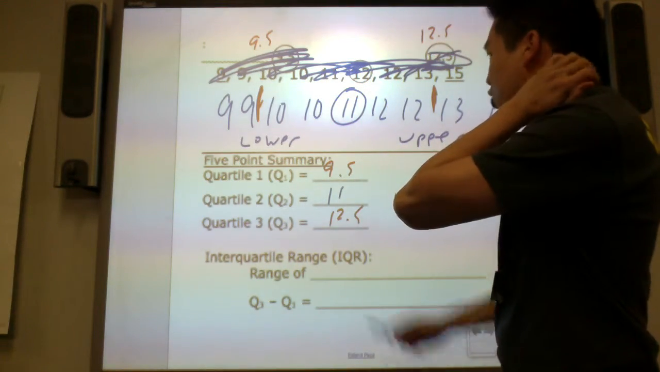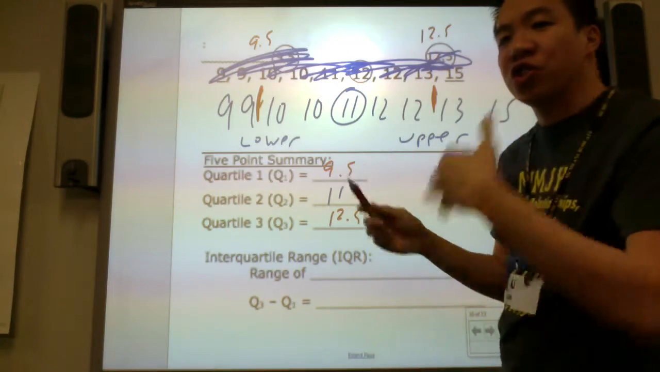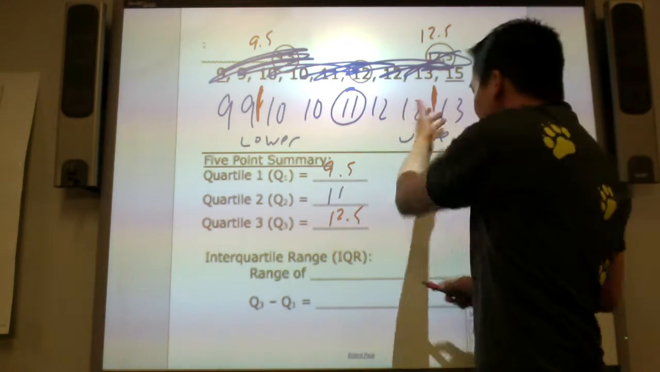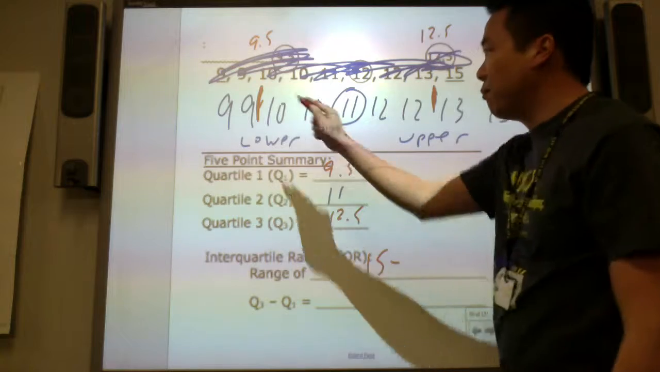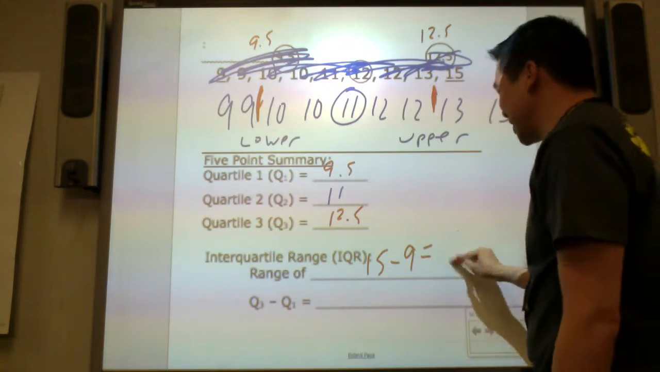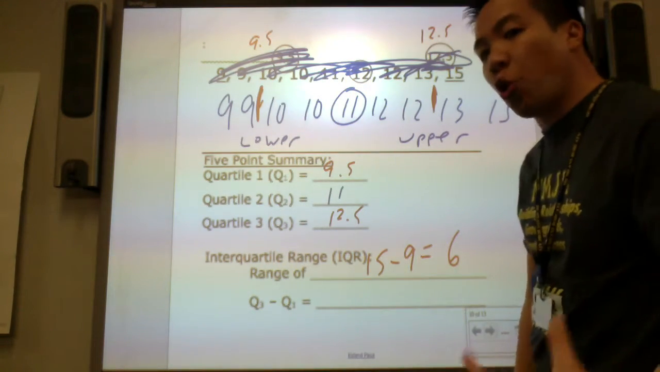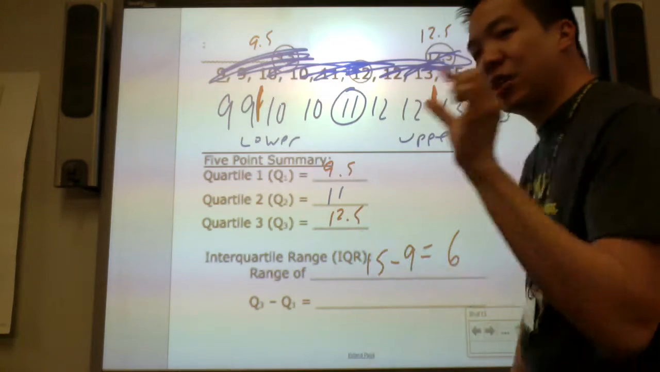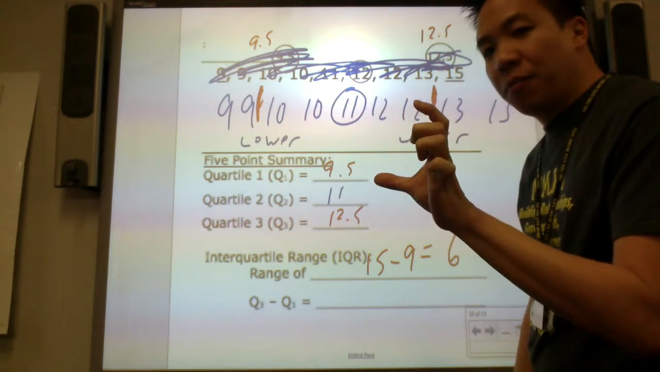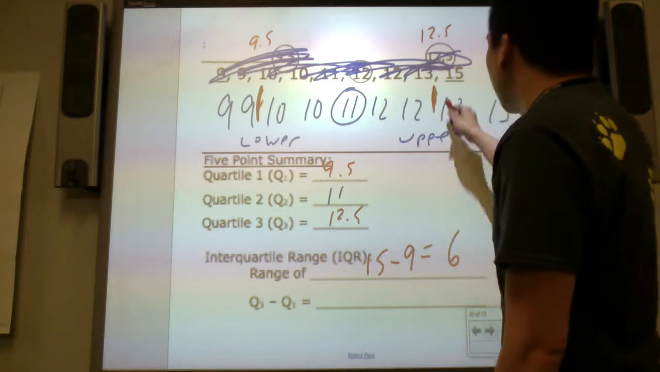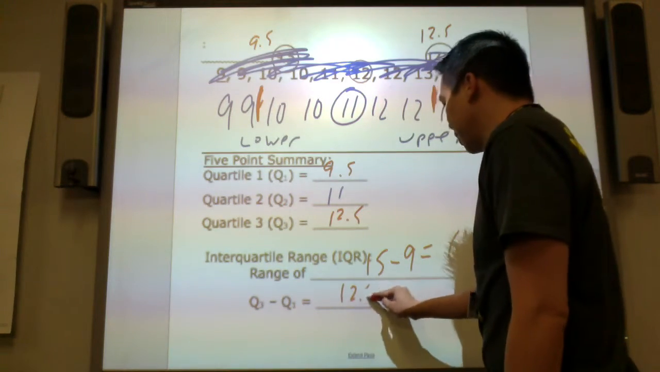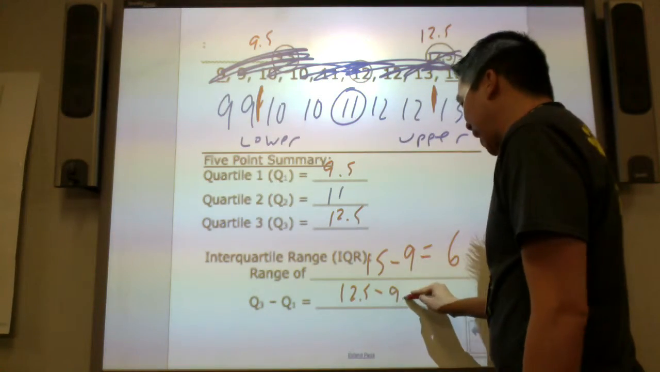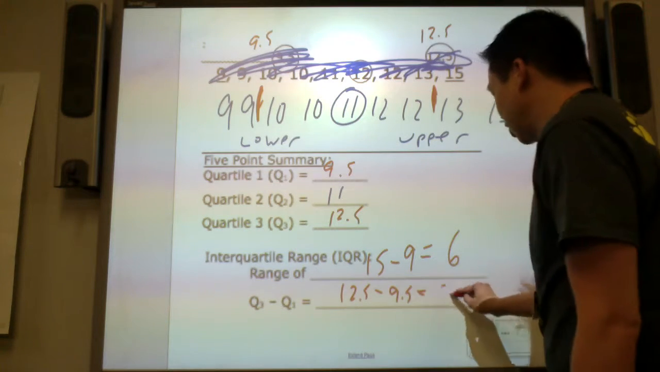Find the range of the whole thing. Range is the spread from the minimum to the maximum. 15 is the maximum, 9 is the minimum, so the range is 6. Now find the interquartile range by subtracting the two quartiles, the upper median and the lower median. The upper median is 12 and a half, the lower median is 9 and a half. If you subtract that, it is 3 whole.